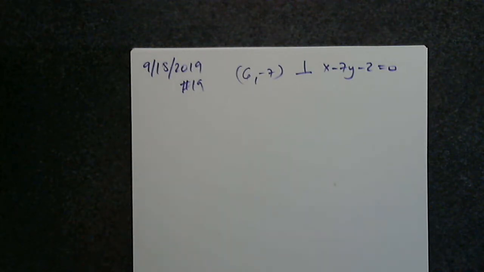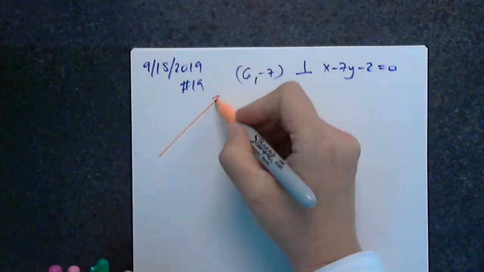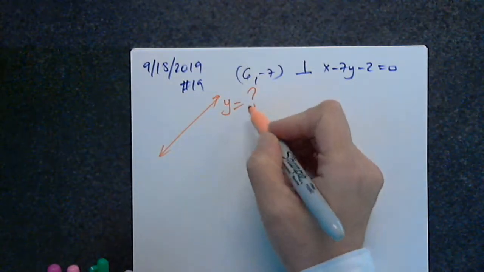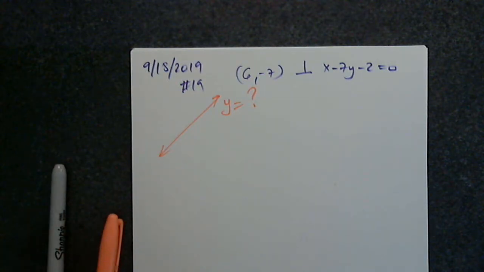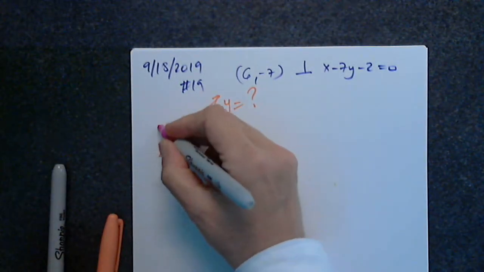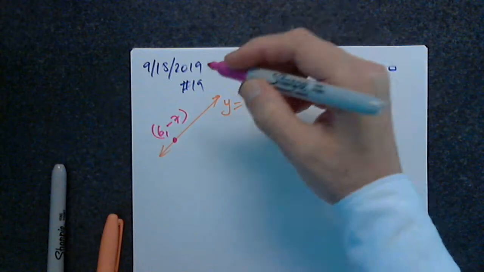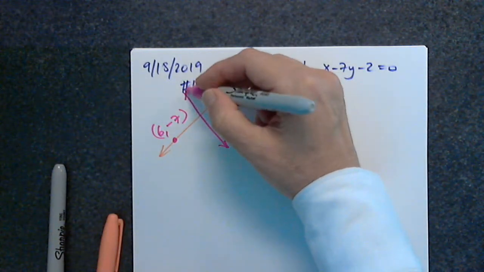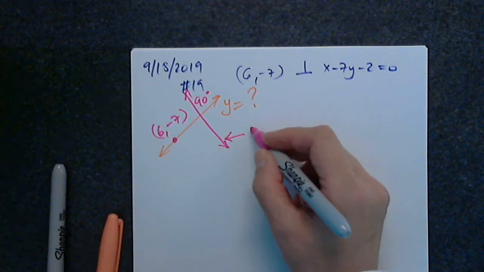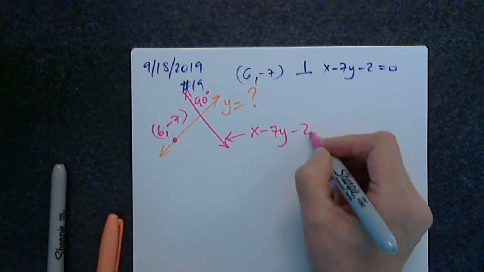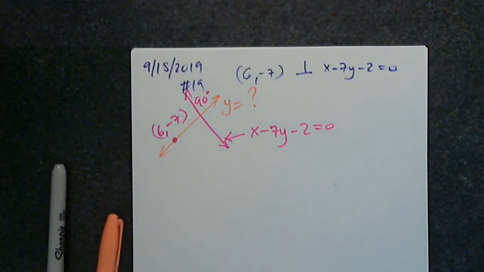Okay, so here's the scenario. We are asked to find the equation of this line, and we have two pieces of information. One is that it passes through this point, 6 comma negative 7, and the other piece of information is that it's perpendicular, 90 degrees, to this line whose equation is given.